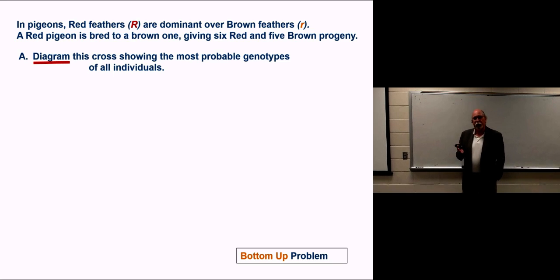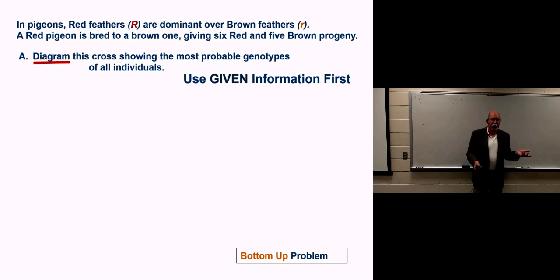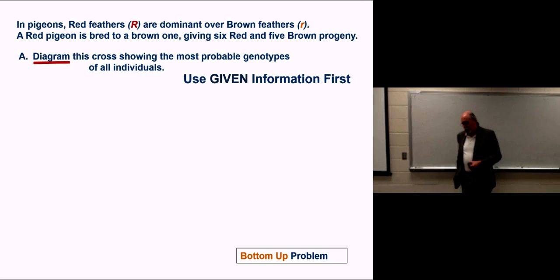I want to go back to what we did with the Mendel part. I want to take this parent and that parent and set up my parentals and then set up my filial generation and write down what I can. To do that, to diagram, all you've got to do is write down the given information, right?